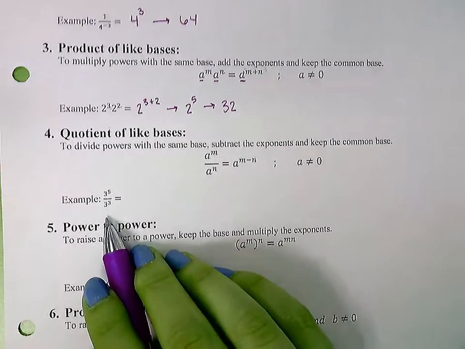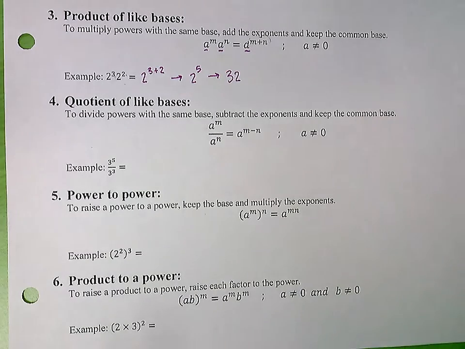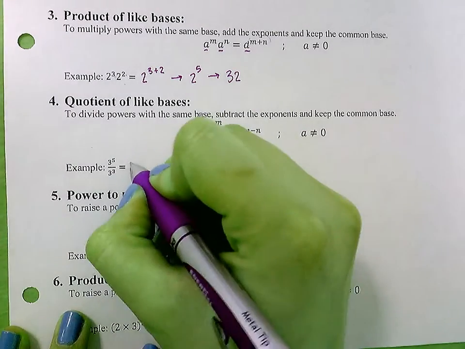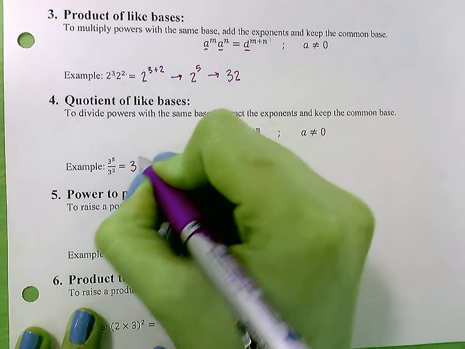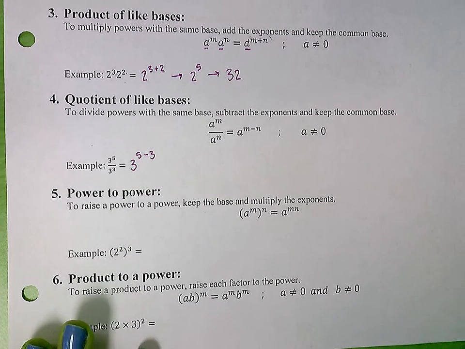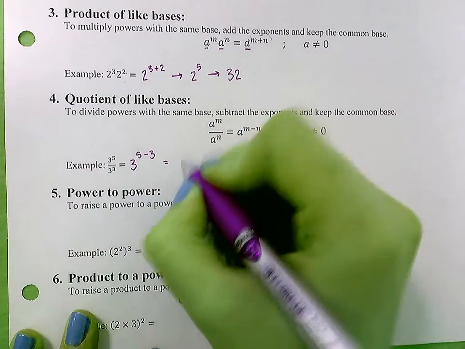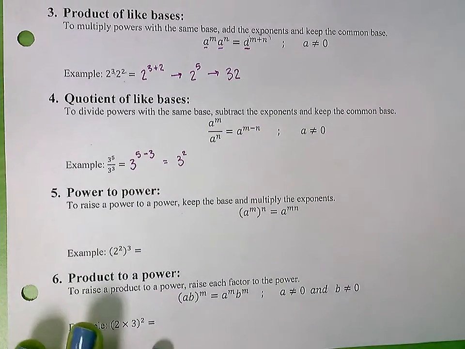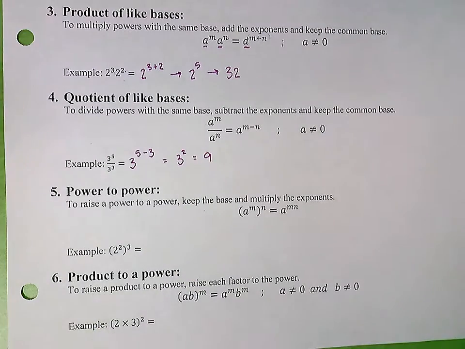So an example of this, if I have 3 to the 5th over 3 to the 3rd, I'm going to keep the same base of 3 and subtract my exponent. So I'll have 5 minus 3. Yes? What happens if you have different bases? Do you still subtract the bases? No. This will reduce to 3 squared, and that does simplify to just 9.